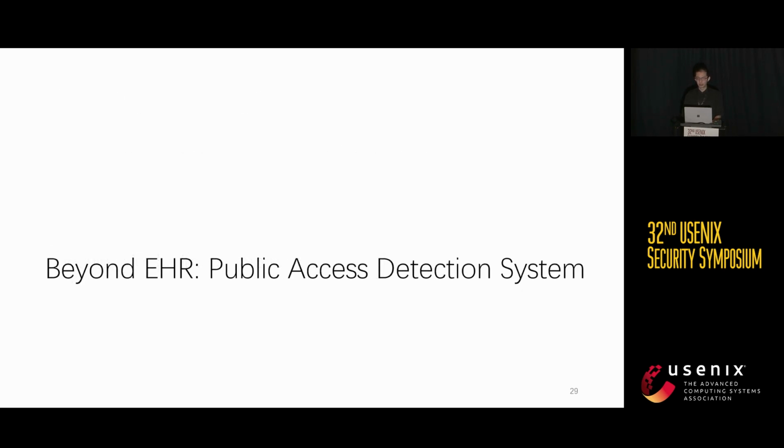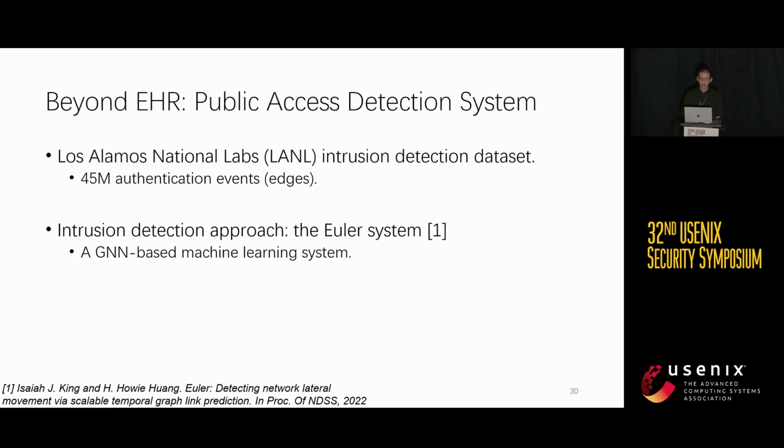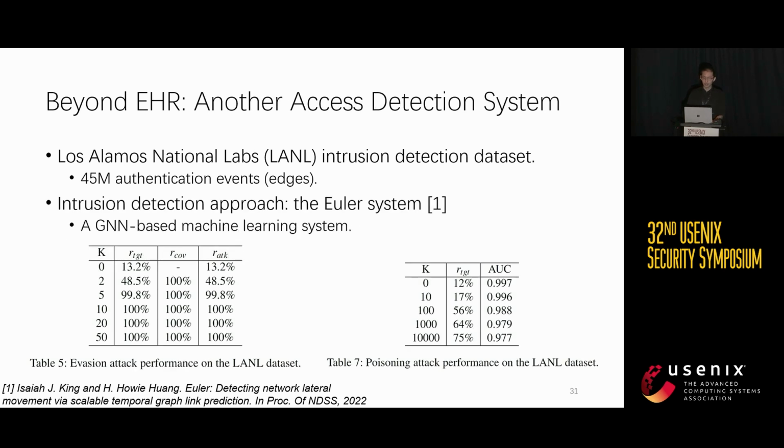Finally, we will introduce our experiments on a public dataset. This is because our attack approach is actually general and can be applied to other graph tasks like anomalous edge detection. Here, we choose a well-known intrusion detection dataset known as the LANL dataset. It contains 45 million authentication events, and around 500 of them are labeled as malicious with ground truth. There have been several detection systems proposed for this task. For the attack, we use a well-known graph neural network-based system named Euler. We apply our evasion and poisoning attacks, which we introduced before, against the system and show the results here.